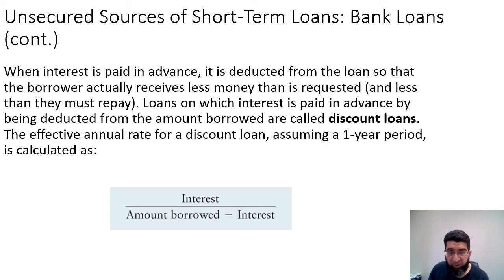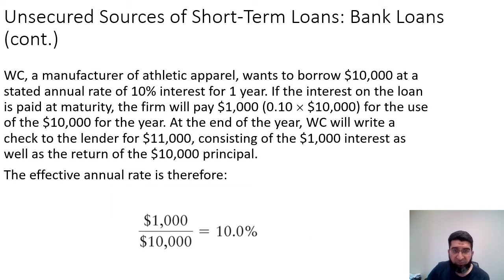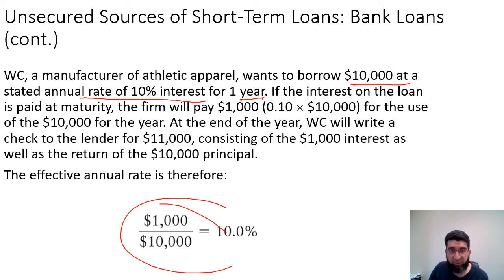And if interest is paid in advance, technically we only receive the amount which we are going to use up. We have already paid the interest in advance. So this is calculated like this. It is also called discount loans. Let's look at an example of both. So WCM, a manufacturer of athletic apparel, wants to borrow $10,000 at a stated annual rate of 10% for 1 year. So what will be the effective annual rate? So 1,000 divided by 10,000 equals 10% is the effective annual interest rate.